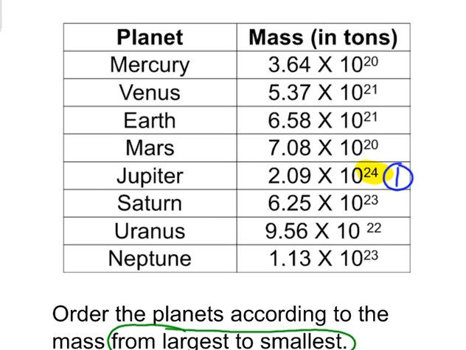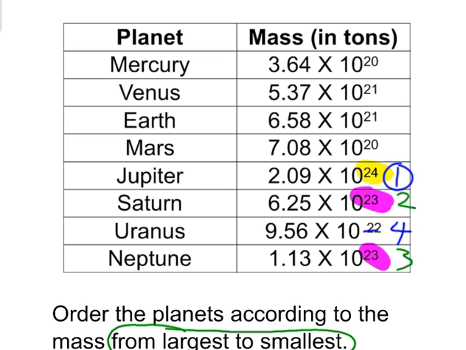The next set of exponents I'm going to look at would be the 10 to the 23rds. There's a 10 to the 23rd, there's a 10 to the 23rd. And that looks like that's all that I see is 10 to the 23rd. So that must become my second largest planet and my third largest planet. After 10 to the 23rd, I've got to look at 10 to the 22nd. So there's only one of those. So that becomes my 4th largest planet.